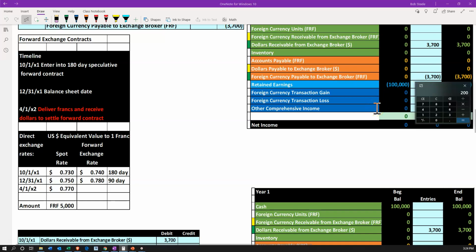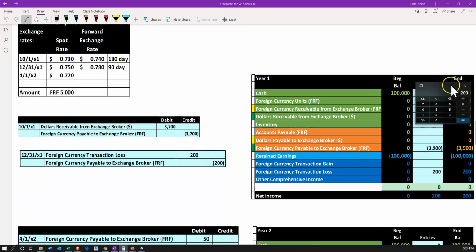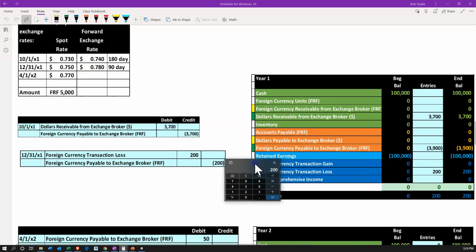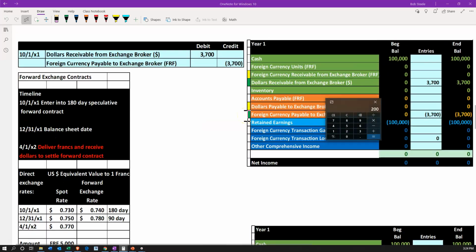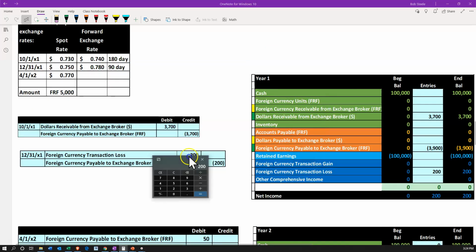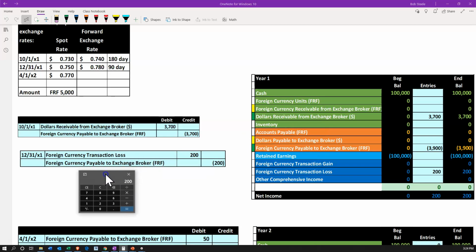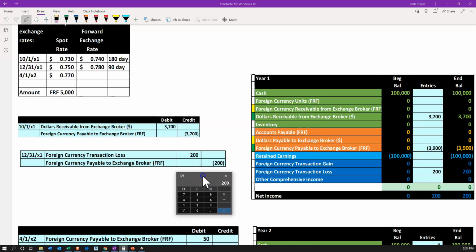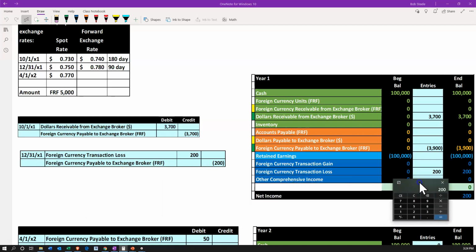It's opposite to what we were expecting to happen if this was a speculation and if we wanted to benefit from the speculation, right? So it started off going the wrong way here. So if we go down, we're going to say the foreign currency transaction loss will be the 200, and then the foreign currency payable to the exchange broker credit for the 200. So we got the loss down here on the income statement.